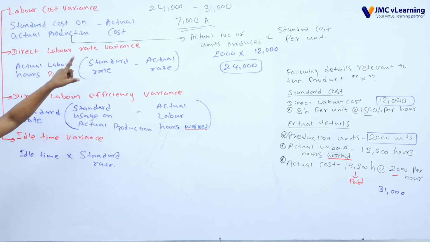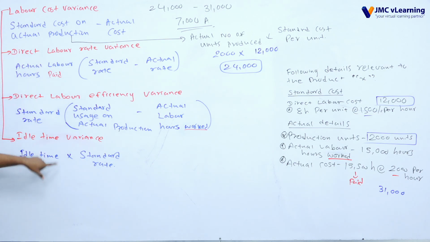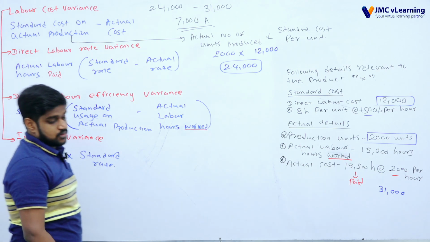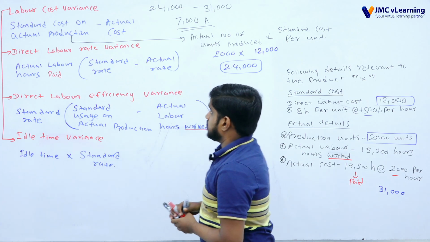As I mentioned, this direct labor cost variance is a combination of those three variances. Let's see how we can calculate these sub variances: direct labor rate variance, direct labor efficiency variance, and idle time variance. First, direct labor rate variance. How can we calculate direct labor rate variance?